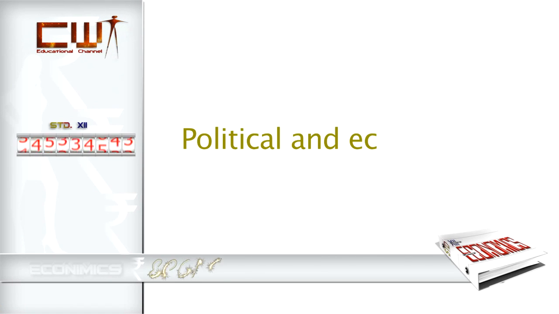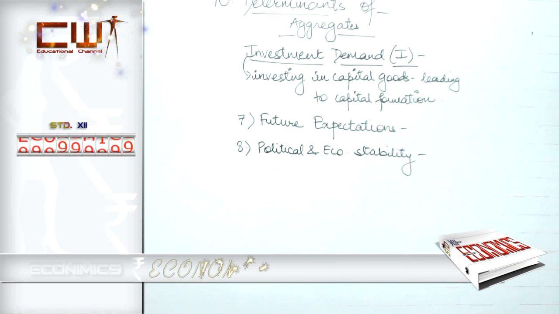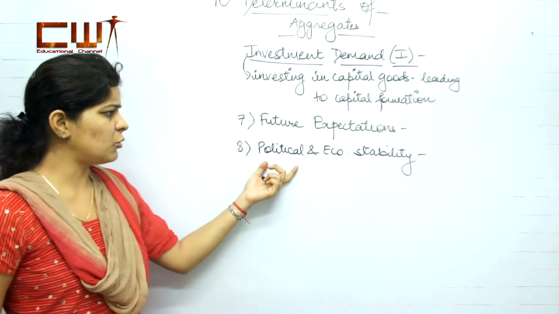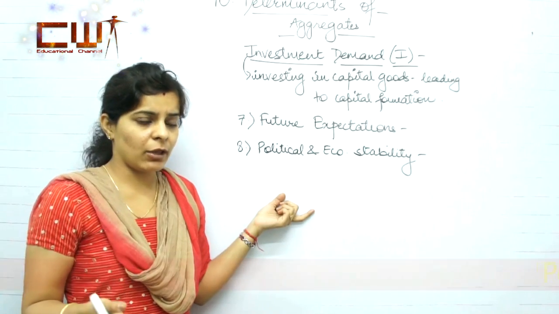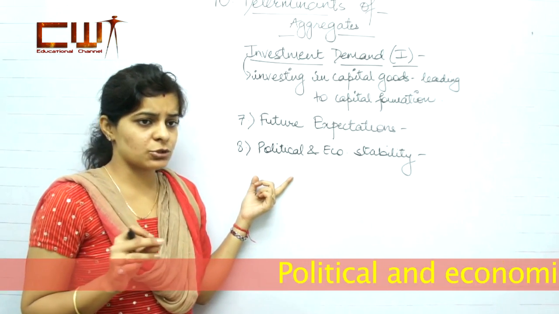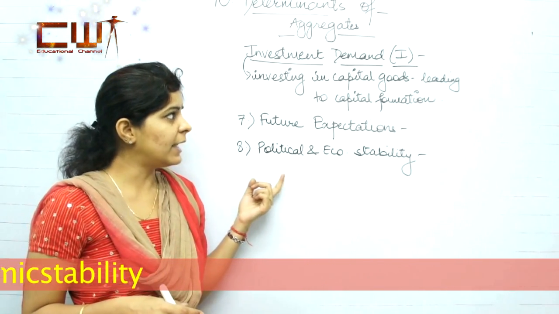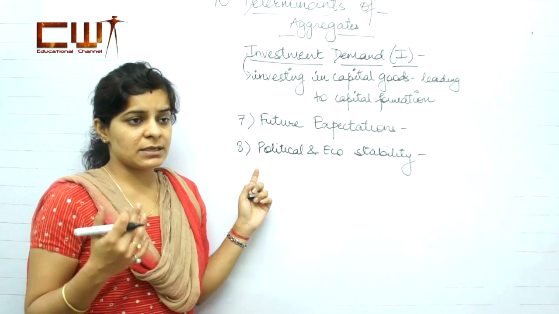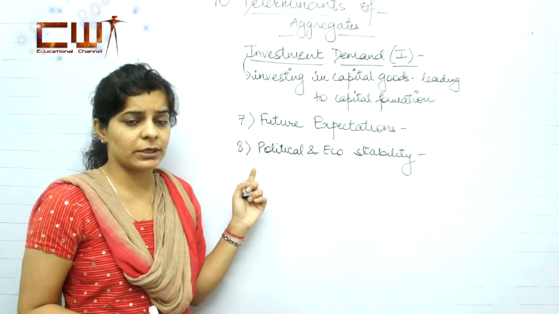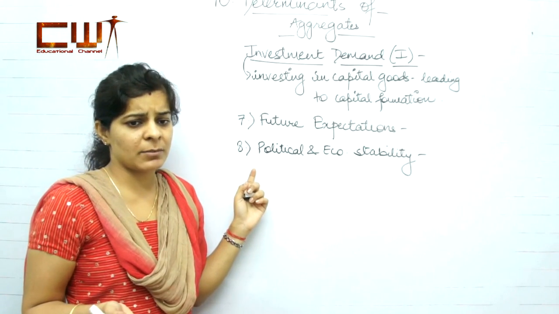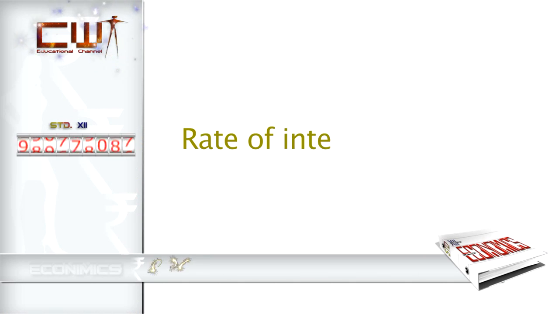Next is political and economic stability. Businessmen are induced to invest more if the political and economic situation is stable. If the government keeps changing and rules keep shifting, then there is no economic or political stability in the state, the country or the city, and investment demand will go down. An investor may think, why should I invest money if some policy comes and I have to shut down my business or sell it to some other company? Then definitely investment demand will go down.